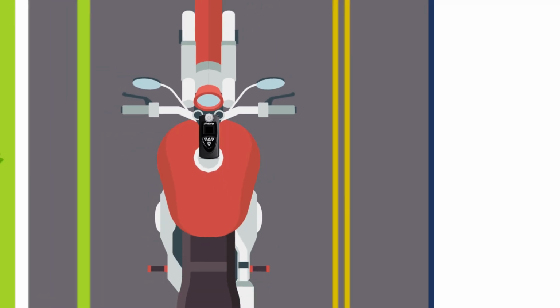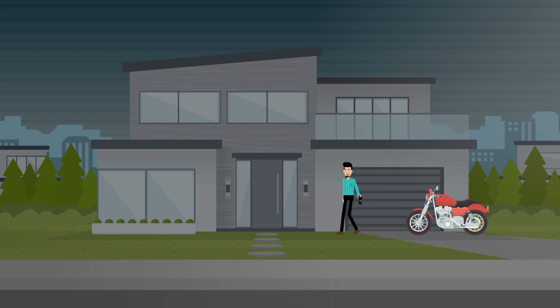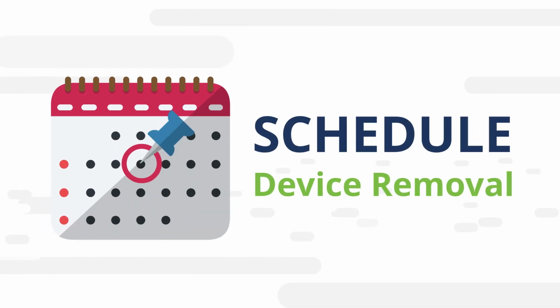LifeSafer also installs on motorcycles, and our device is detachable, so you can bring it inside on those cold Iowa winter nights. Once you have fulfilled your ignition interlock requirements, you can schedule the device removal on or after the date indicated on your lift notice.